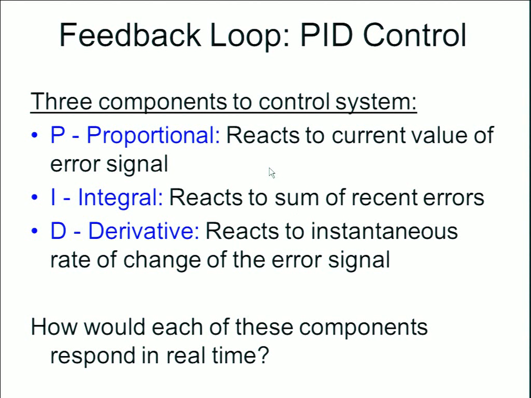So there are three components to a typical control system, and this feedback loop is no different. There's proportional, which reacts to the current value of the error signal. There's integral, which will react to the sum of recent errors. And then derivative, and this is reactions to the instantaneous rate of change of the error signal. Each of these components will be trying to compensate and respond in real time and send that information via the feedback loop to the piezoelectric.